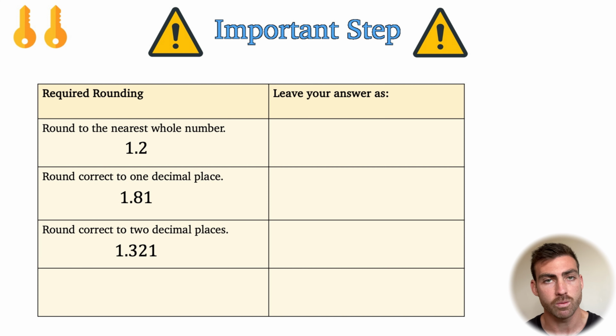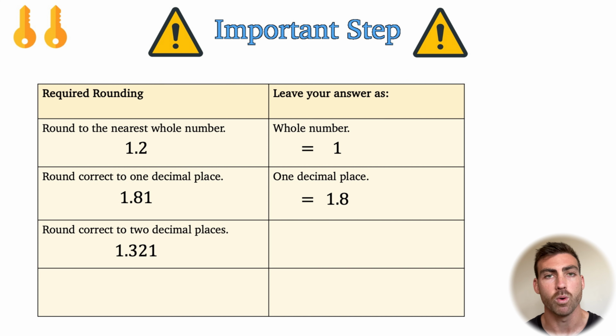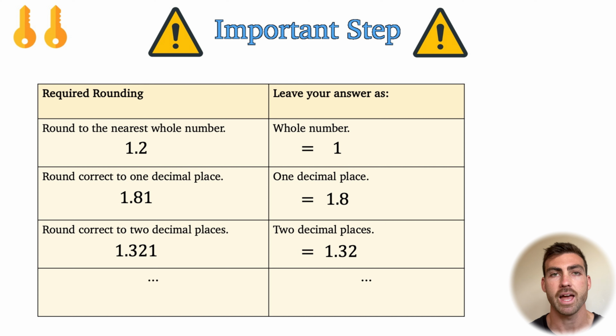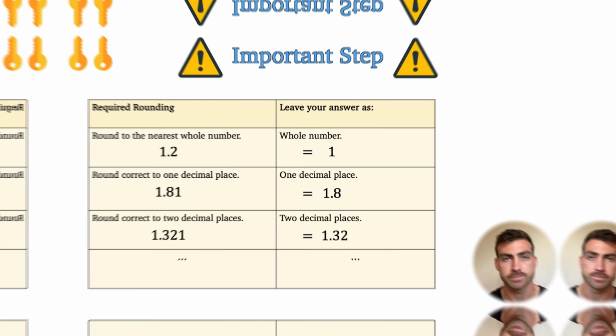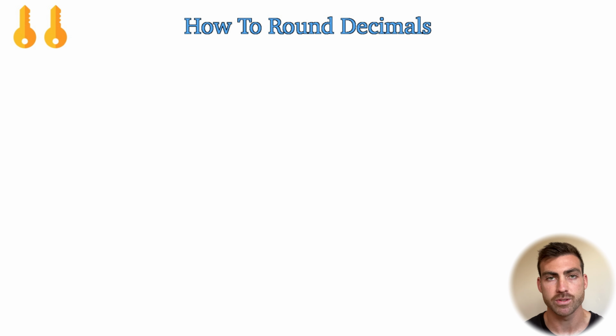Round to the nearest whole number, we leave our answer as a whole number. When we're asked to round correct to 1 decimal place, we leave our answer with 1 decimal place. When asked to round correct to 2 decimal places, we leave our answer with 2 decimal places. And this can keep continuing. So how do we round decimals?